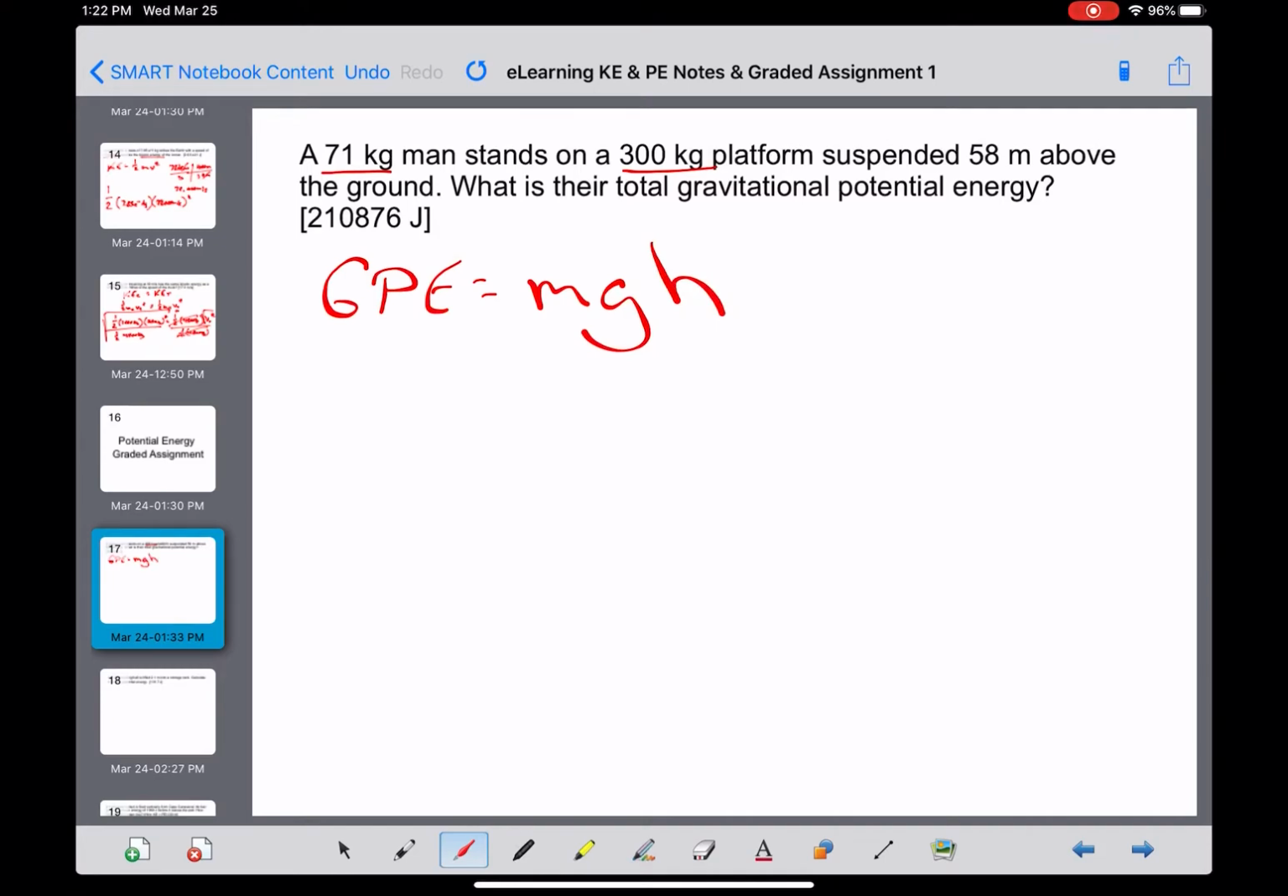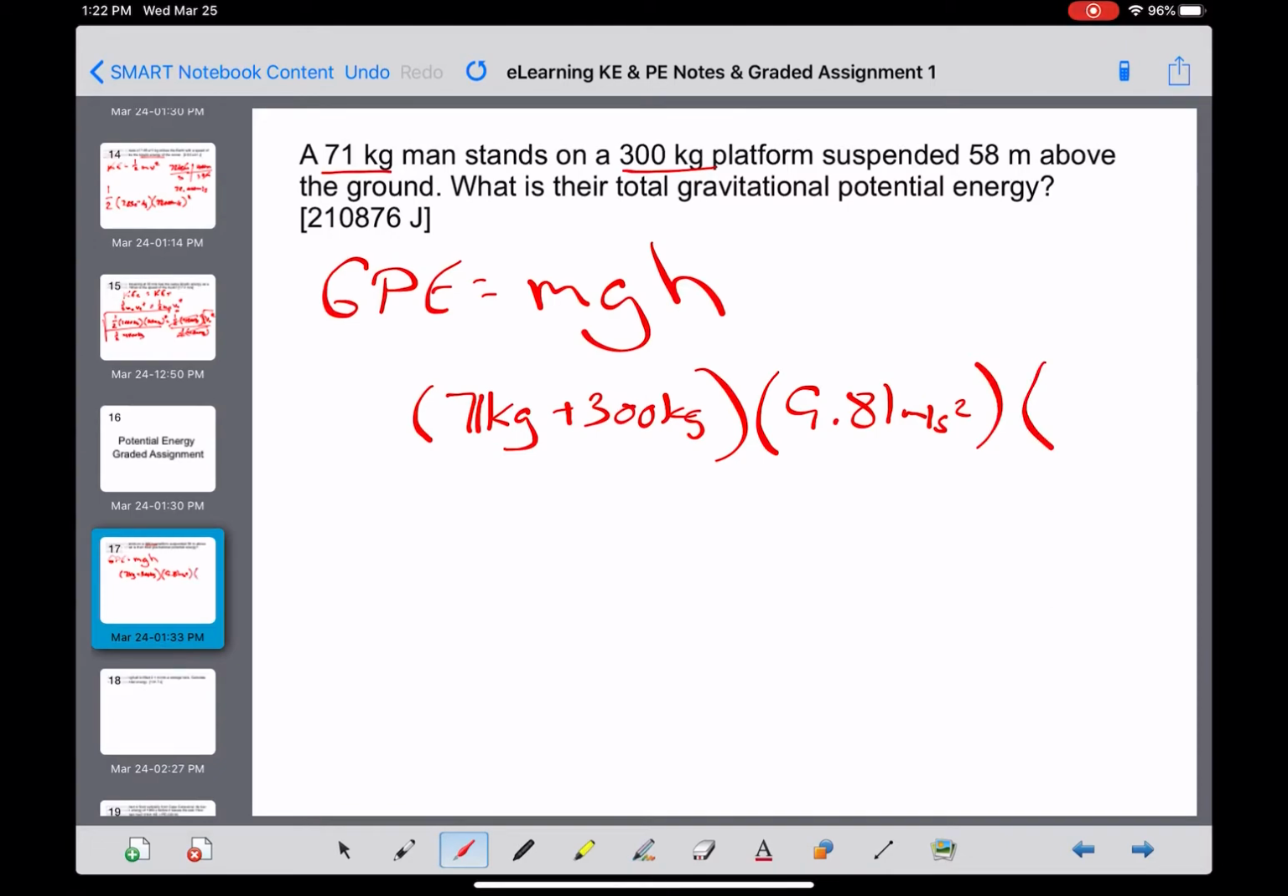add the masses together. So you would have 71 kilograms plus 300 kilograms, times the 9.81 meters per second squared, times the height, in this case 58 meters above the ground. And then don't forget that your unit is joules.